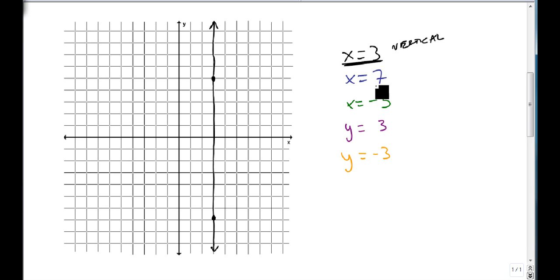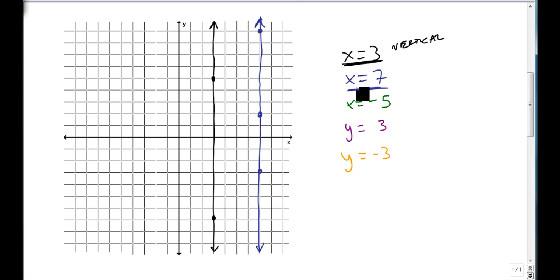Same thing happens with x equals 7. No matter what y is, x is always 7. So we can come over 4, 5, 6, 7. We can put a point at (7, 2), (7, -3), (7, 9). Connect the dots. Notice I have a purely vertical line, and all of the x values of that line are at x equals 7.